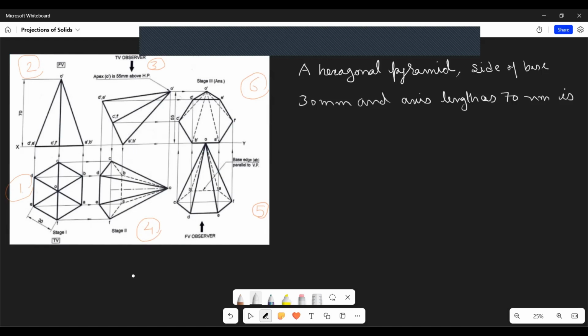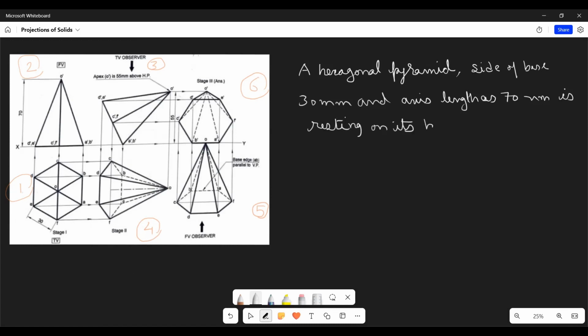So you can write here: is resting on its base edge on HP. So this will be the first sentence of the question.